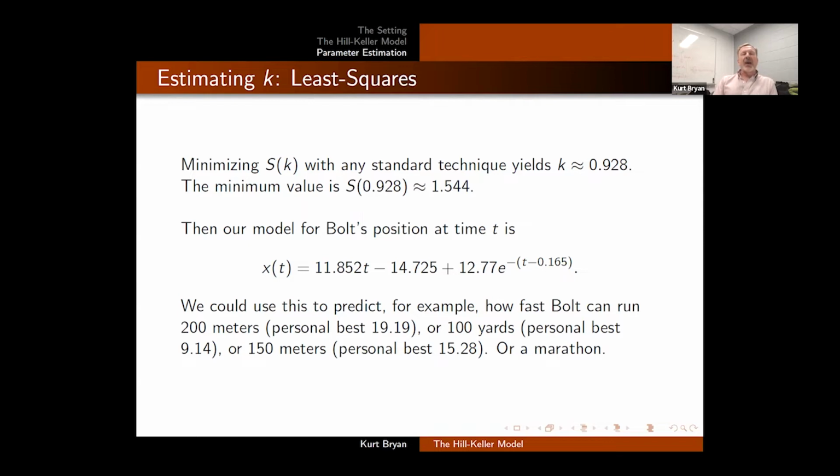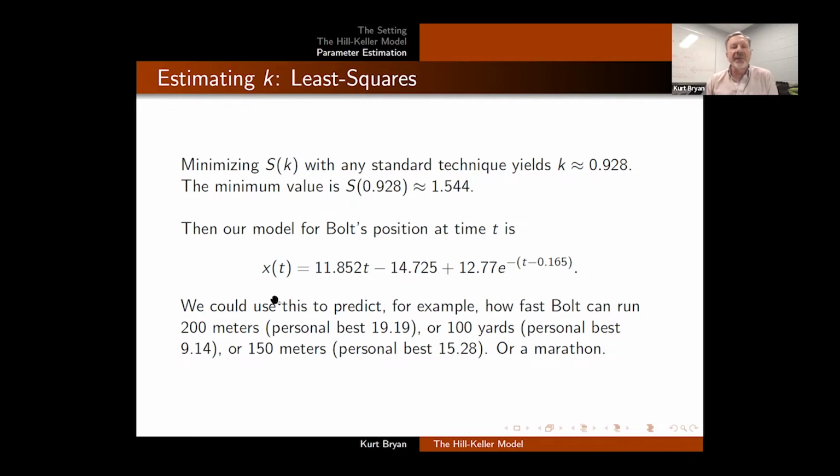You could ask how fast could Bolt run 200 meters? You can solve x of t equals 200 for t and predict. It turns out that it predicts that Bolt could do 200 meters in about, I think it's 18.9 seconds, something like that. And his best is 19.2. So of course we can then quibble over why it is different.